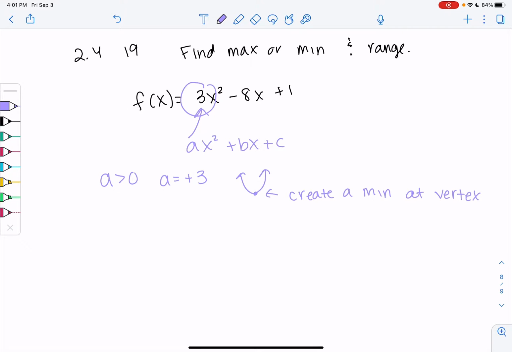And we have formulas for the vertex. So parabolas have this nice feature where, right, that vertex point always makes a max or a min, depending if it opens up or down. So when it opens up, right, that's the lowest point on the curve, and that's why it's called a min.